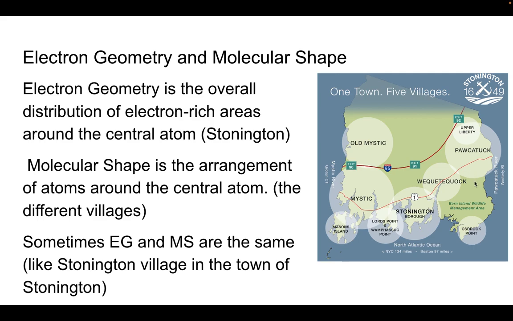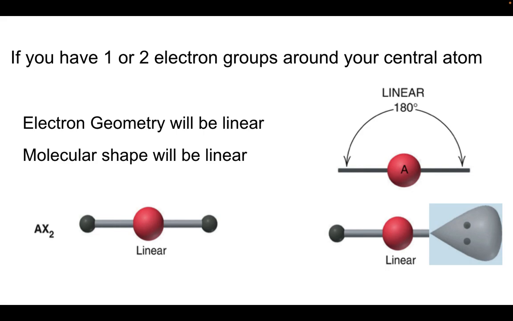So your molecular shape is basically a more specific description of what your electron geometry is, depending on how many lone pairs you have. Okay. So if you have 1 or 2 electron groups around your central atom, your electron geometry is going to be linear, because the furthest apart 2 things can be is 180 degrees on a straight line.